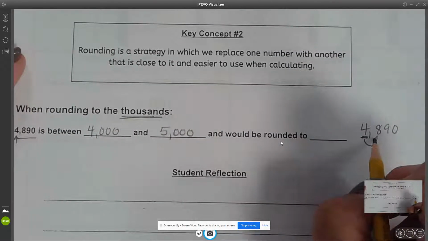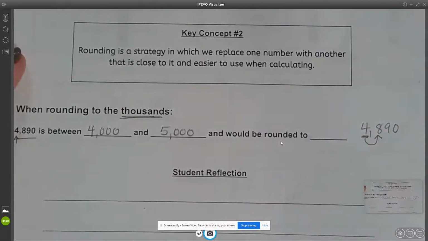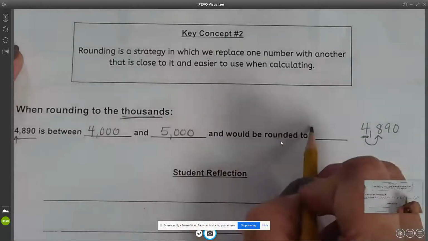So I'm going to look at the number right behind it. My 8 is higher than 5, it's 5, 6, 7, 8, or 9. And so that means that we're going to go up to 5,000.